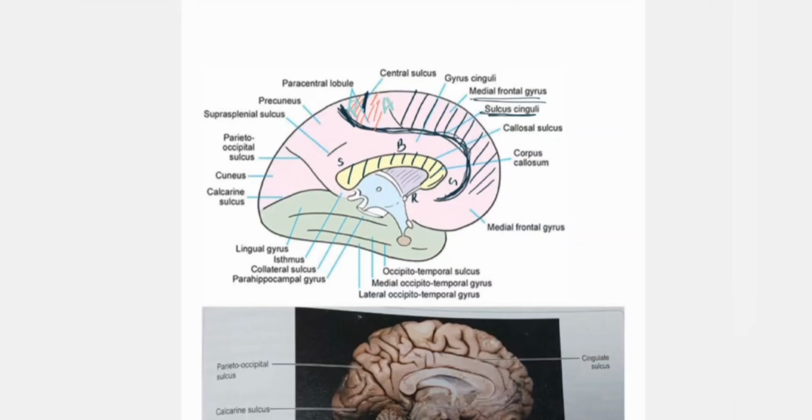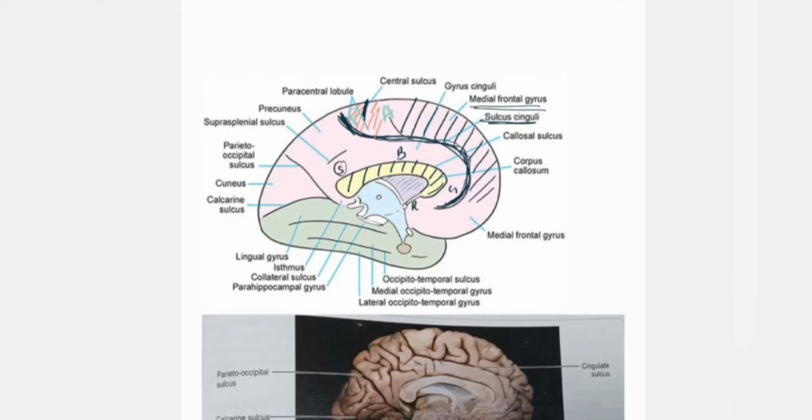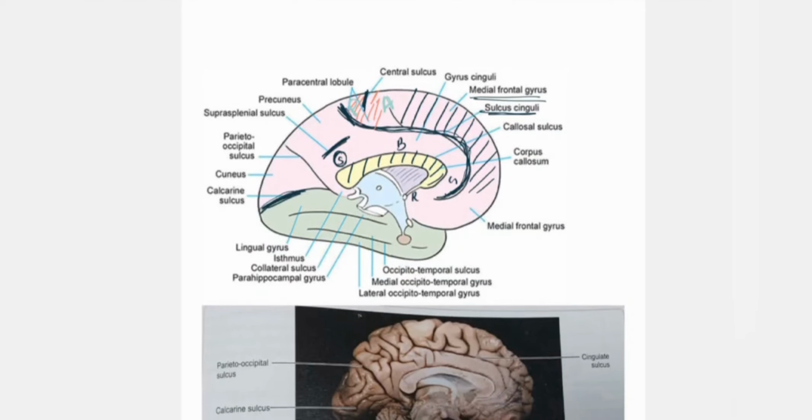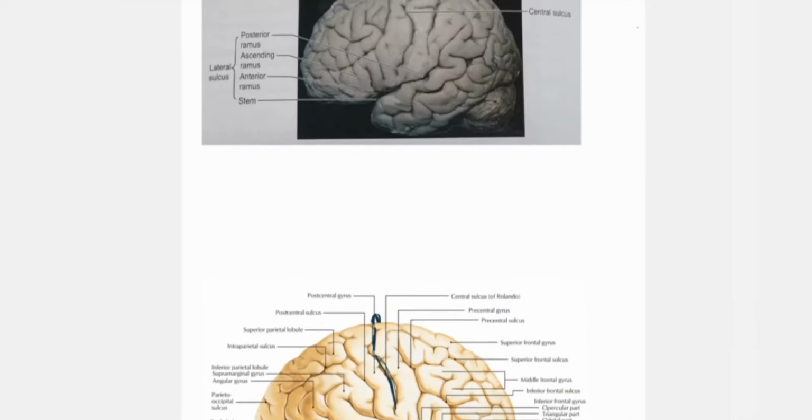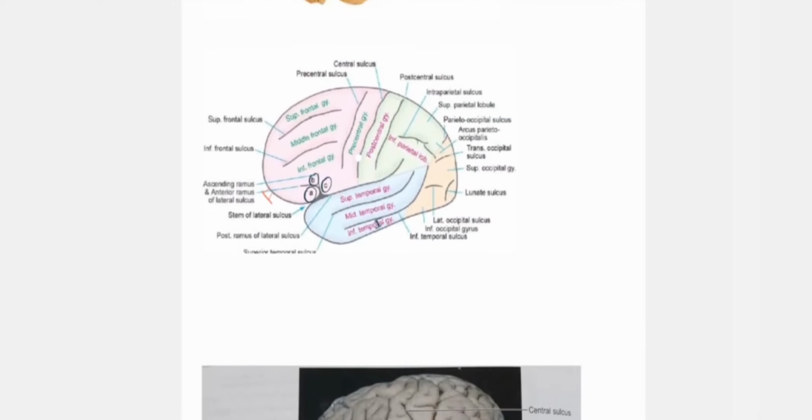And behind, we all know about the splenium of the corpus callosum. And above the splenium, there is a suprasplenial sulcus. That is above the splenium. That is the suprasplenial sulcus. And this is the calcarine sulcus. And this is the parieto-occipital sulcus. The calcarine sulcus actually begins behind the splenium and it meets the parieto-occipital sulcus. We have learned about the parieto-occipital sulcus in the superolateral aspect. This is the parieto-occipital sulcus. And here we can see the calcarine sulcus. Both of them turn backward.